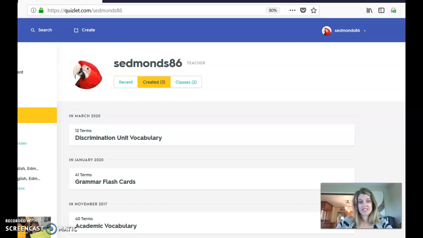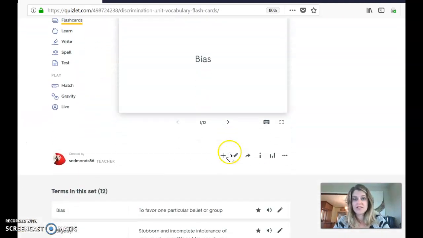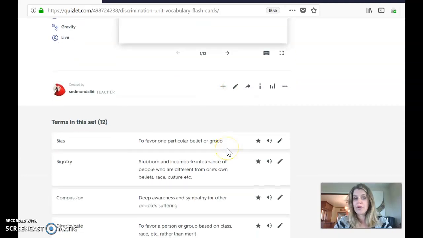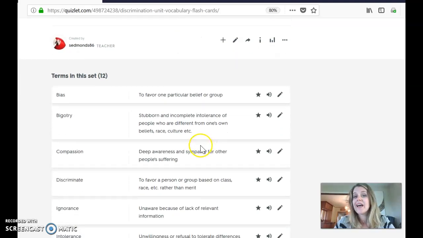If you click on sets, discrimination unit vocabulary, there's only 12 terms. These are the 12 terms that we got at the beginning of our discrimination unit, which was probably back in February, where you guys did the searches. Remember, you had the definitions and the words, and then you worked in partners to see who could find the matches the fastest. So I want you to practice these, and this is really going to help you as you're writing your essay to remember those terms.